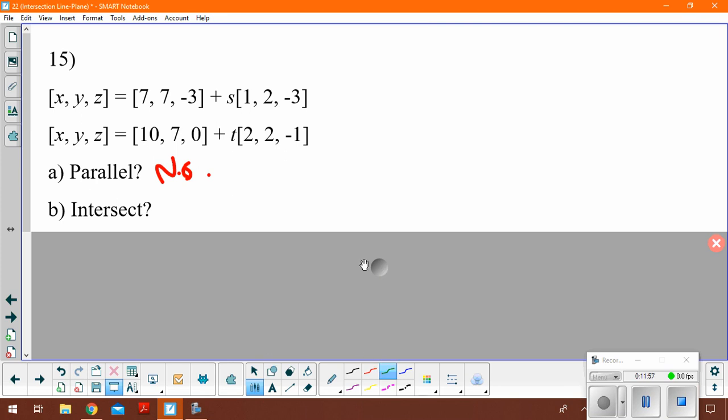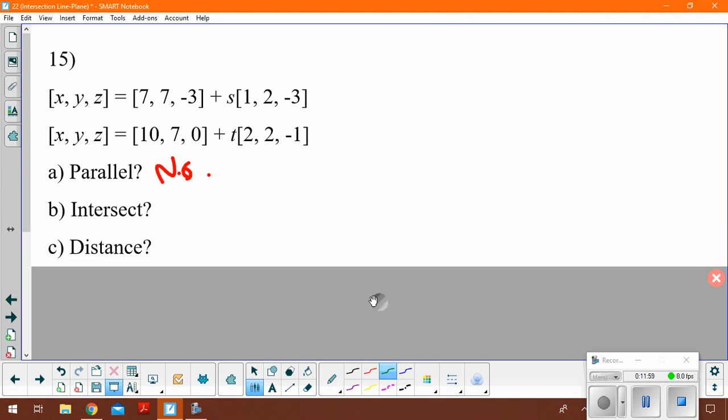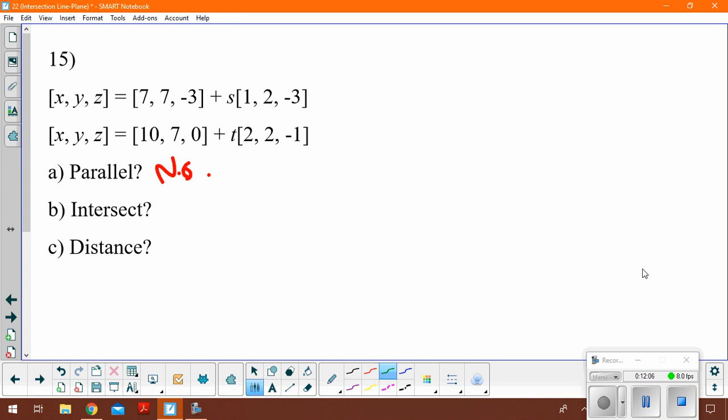Now part 3 says what's the least distance? That kind of suggests we're not going to have an intersection here, although if they meet, the distance would be 0 and it would be done. So let's set it up the way we did before. I'm going to do the abridged version here. The parameters from the first equation: my first one is 7 plus s, my second one is 7 plus 2s, and the third parameter is negative 3 minus 3s.